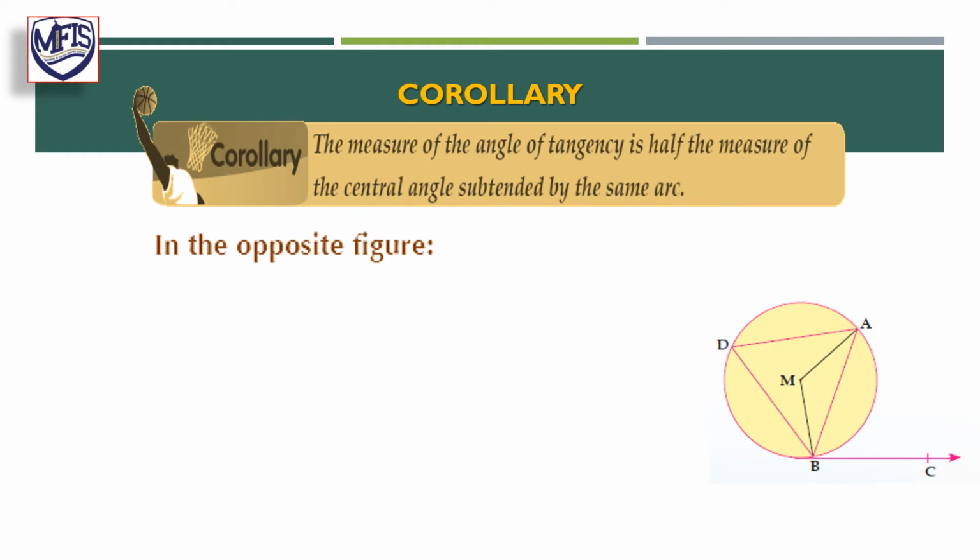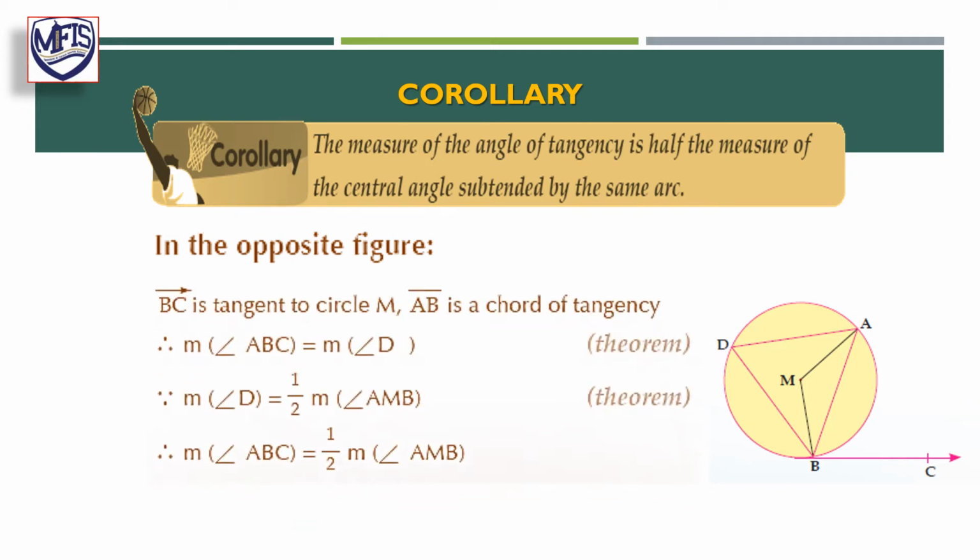Let's see the steps of the proof. BC here is a tangent of the circle M, and AB is a chord of tangency. AB is called the chord of tangency. Okay? Measure angle ABC equals measure angle D. And also measure angle D is half the measure of central angle AMB. Therefore, measure angle ABC equals half the central angle AMB subtended by the same arc AB.